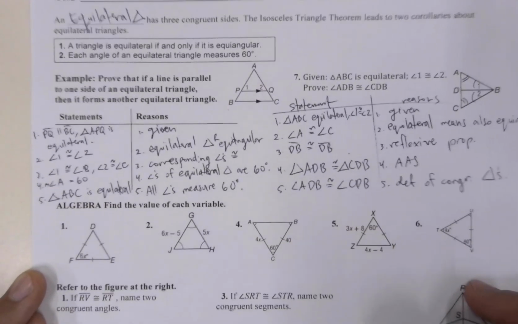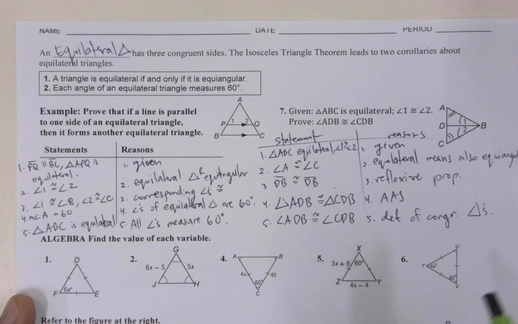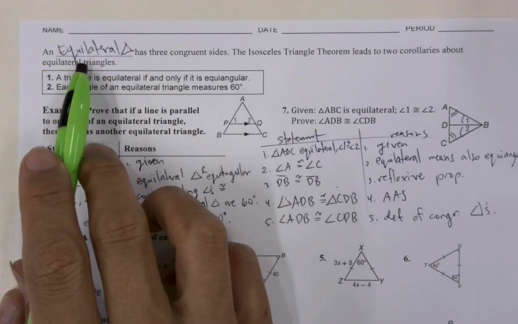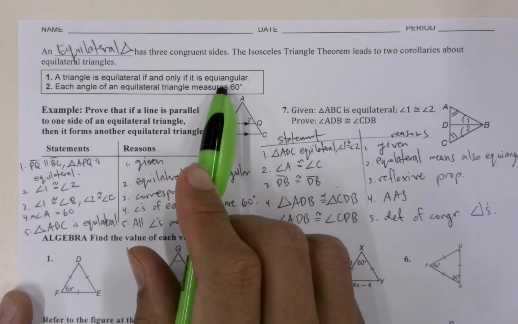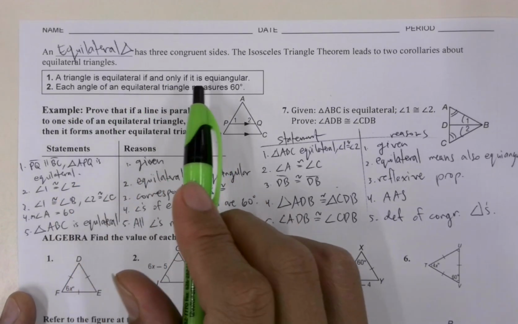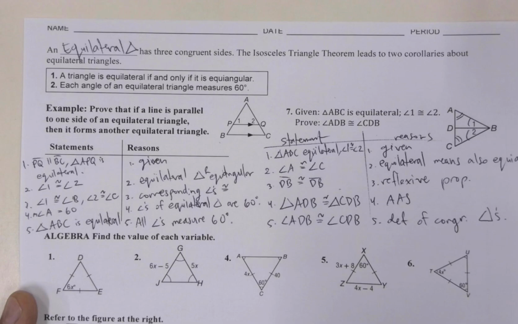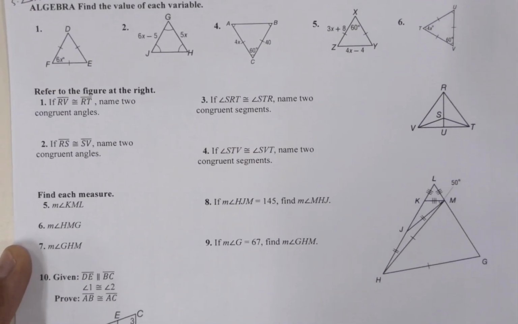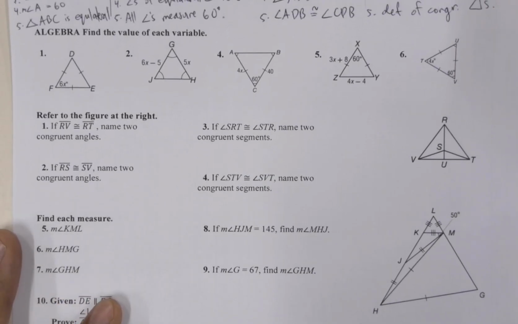All right, so we have two proofs there, and to sum up, if triangles are equilateral, that means they're equiangular, and not only that, but it also means that each angle is 60 degrees, and so we're going to use that to solve these problems here, and I'll go over the answers in the next video.